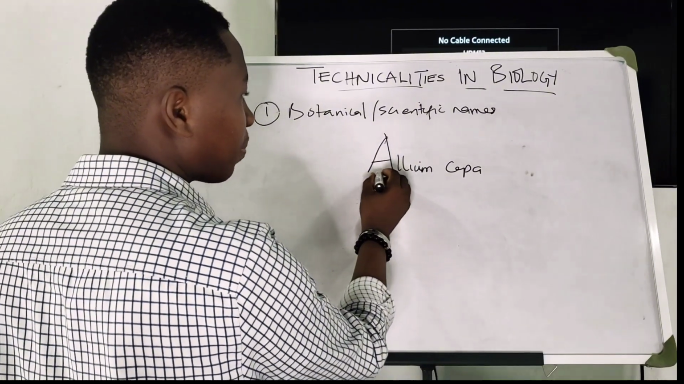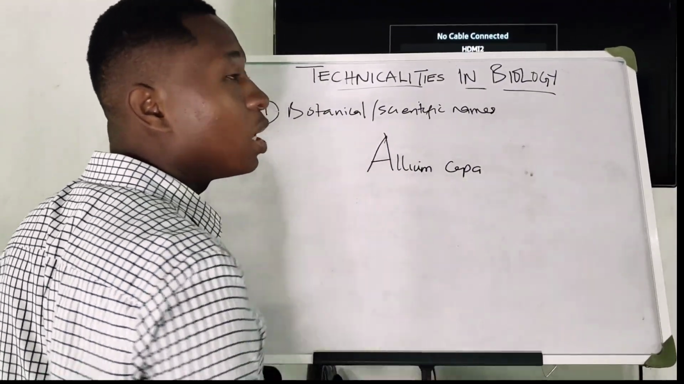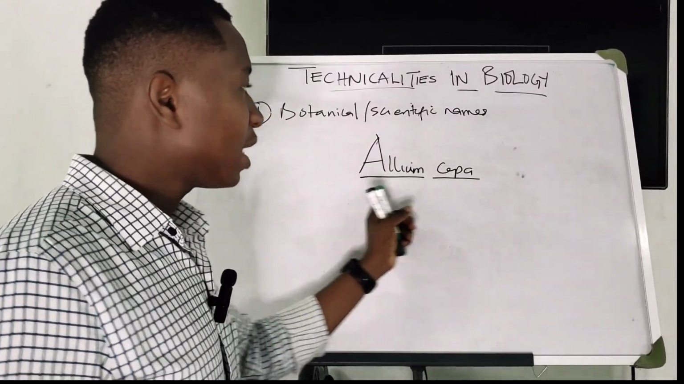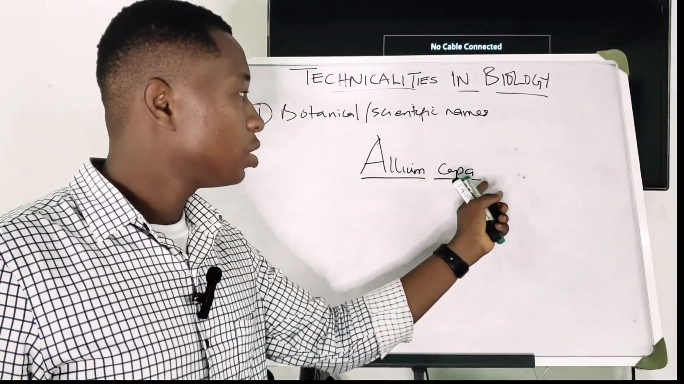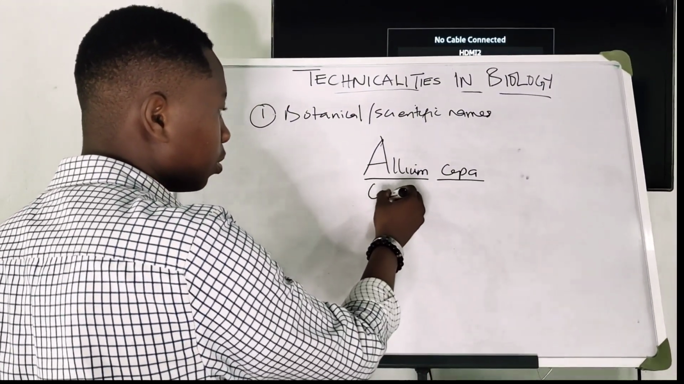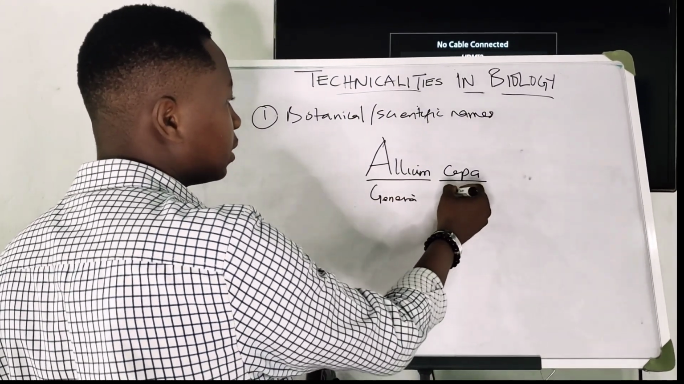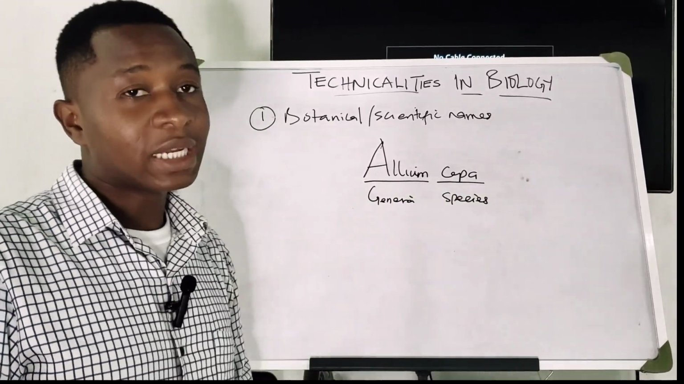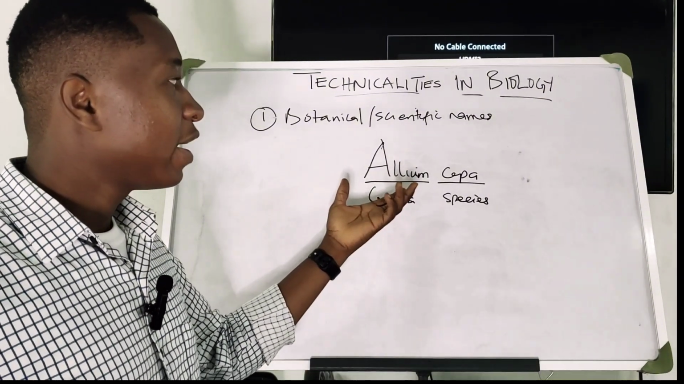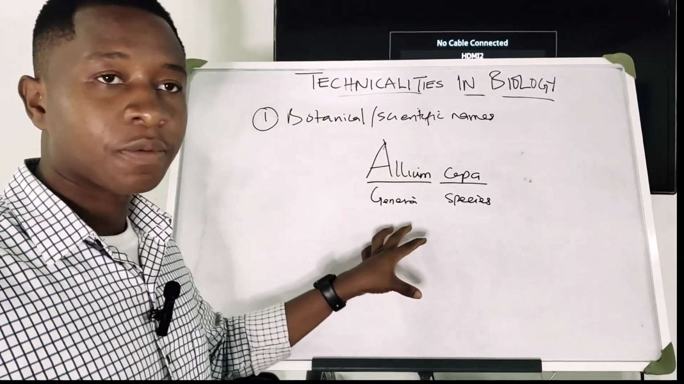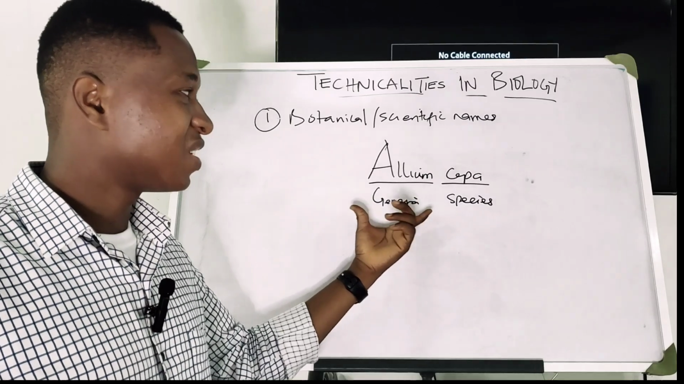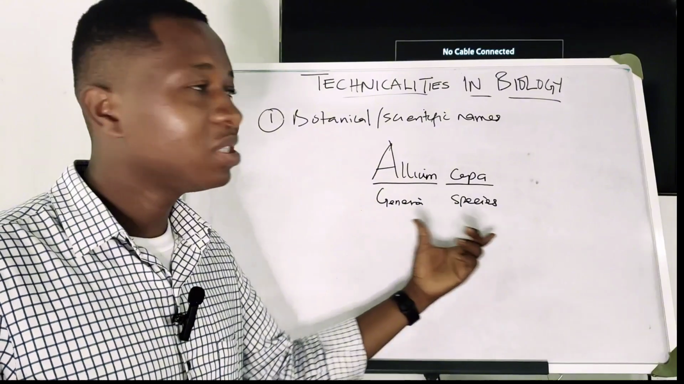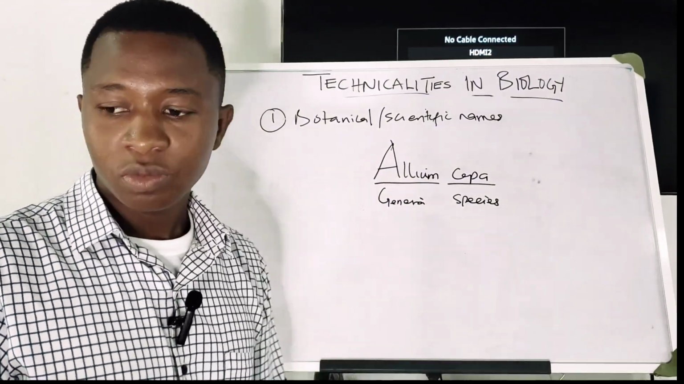The genus name should start with a capital letter and the species name should start with a small letter, and they should be underlined separately. Do not underline them all at once. Underline them separately. This is the genus name, or the general name, and this is the species. If you write it the wrong way, you'll be marked wrongly because you have not satisfied the pattern of binomial nomenclature. So that's the first one.